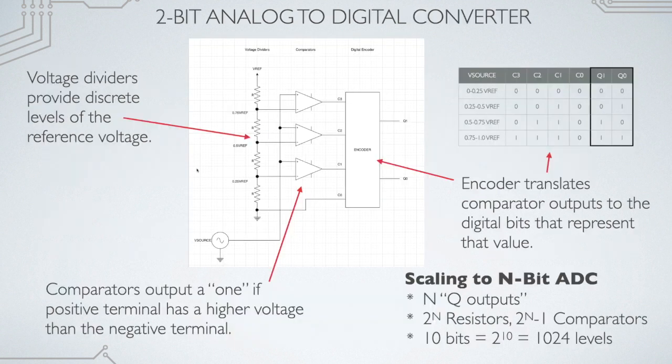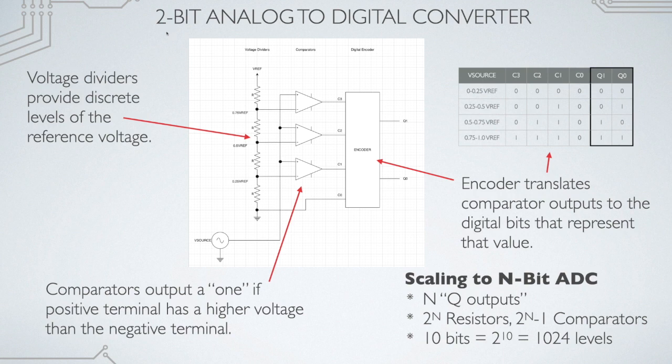And so there's really 3 steps to converting analog to digital. What we're going to do is look at this high-level circuit diagram of an analog to digital converter. This is a 2-bit analog to digital converter. The 2-bit refers to how many bits are on the output. There are 2 bits on the output.